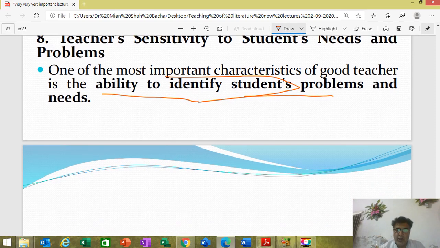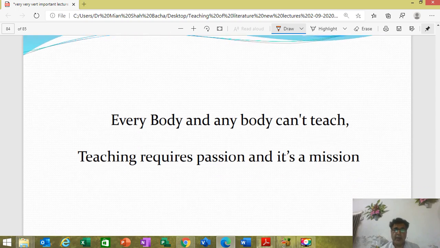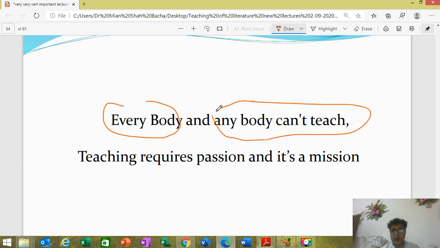So finally, thank you very much for your patience, and believe me, speaking while sitting before the screen is a very difficult job. I have experienced this here again. Finally, I have to conclude this lecture here. Everybody, remember, everybody and anybody cannot teach. Teaching requires patience, and it's a mission.